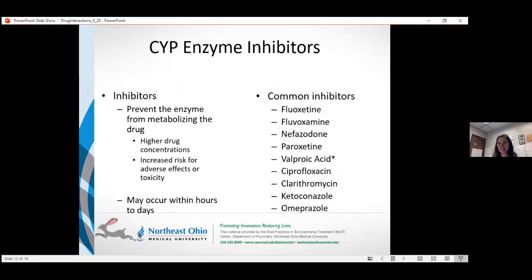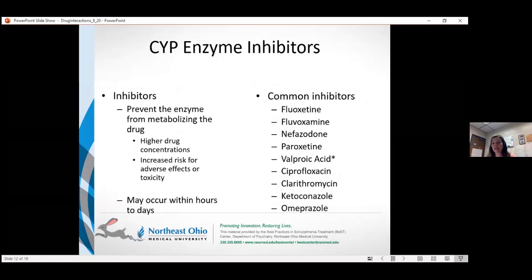On the flip side, our inhibitors are my hare in this example. They're super quick. They can bind to those factories, those enzymes, and either stop or reduce the amount of drug that they can process. Less processing means higher concentrations, increased risk for adverse effects.